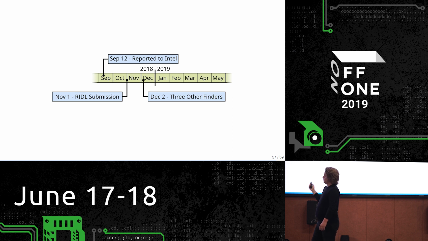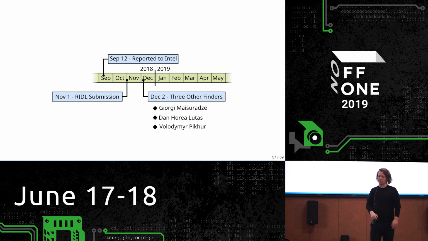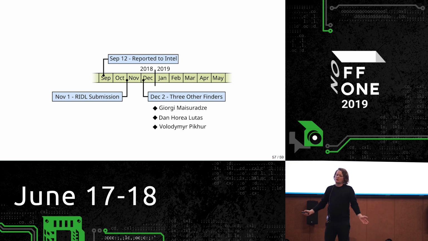On December 2nd, Intel told us that there were 3 other finders that also found similar or the same vulnerabilities. The names are here: Georgi, Dan, and Vladimir. So we contacted them and asked if they wanted to collaborate on the paper, and Georgi was the only one that actually wanted to collaborate.